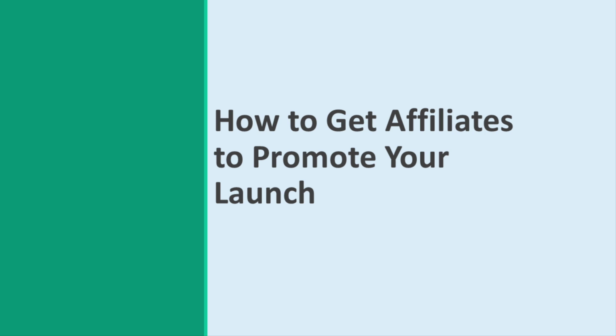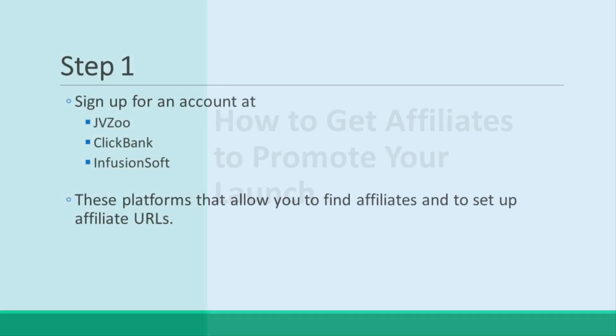But how do you get affiliates involved? Step 1. Sign up for an account at JVZoo, ClickBank, or Infusionsoft. These are affiliate marketing platforms that allow you to find affiliates and to set up affiliate URLs. You'll be able to use these sites not only to network with partners, but also to set up the actual process and see how other product creators have handled the process.